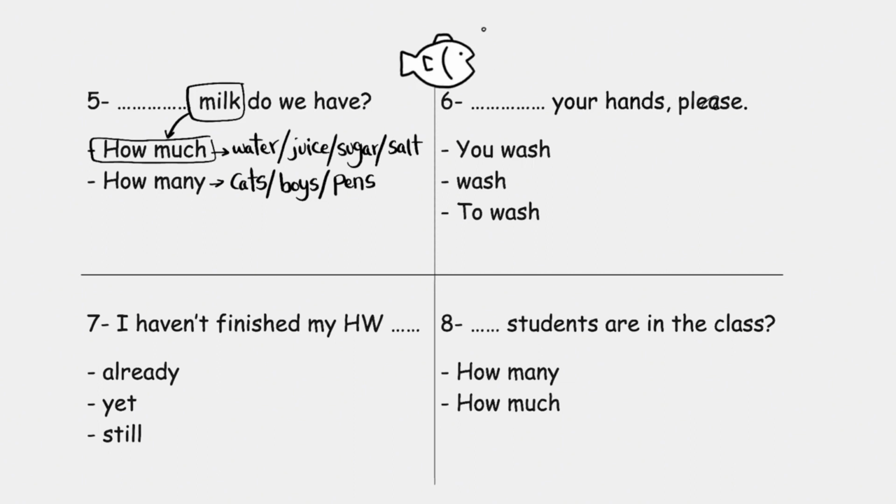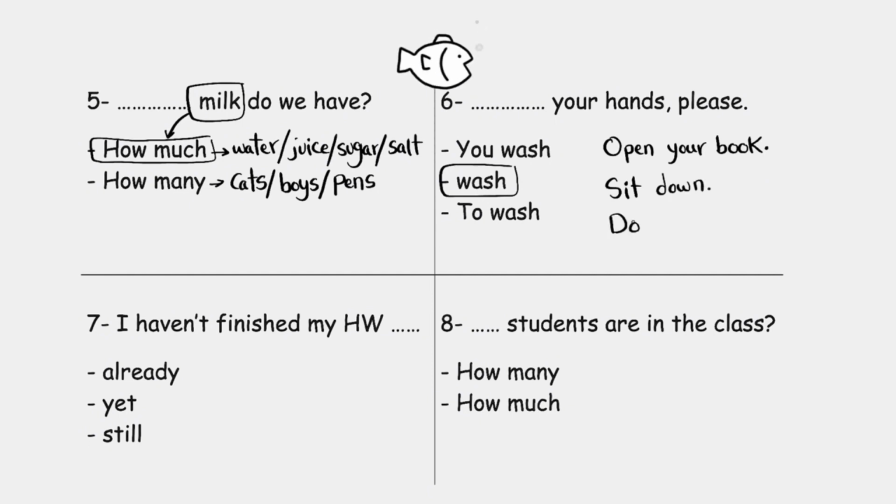Blank your hands, please. You wash, to wash. When you give an order, start with the verb. Wash your hands. Open your book. Sit down. Do your homework. We start with the verb, the base verb, and nothing comes before it here.